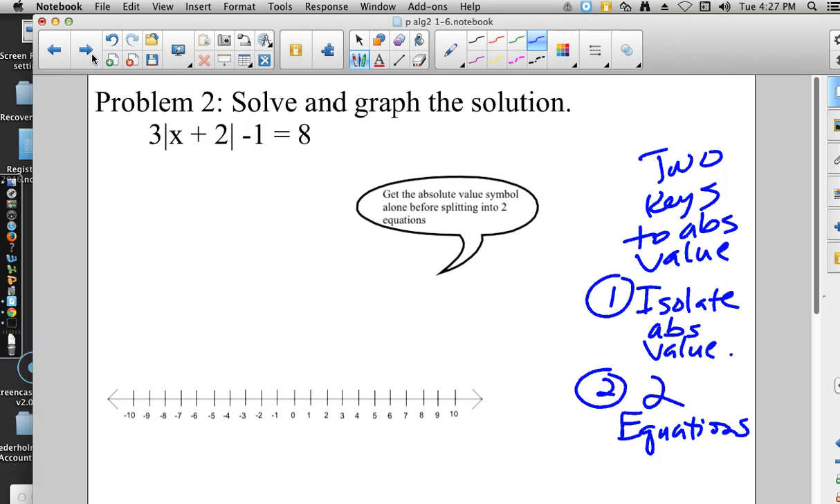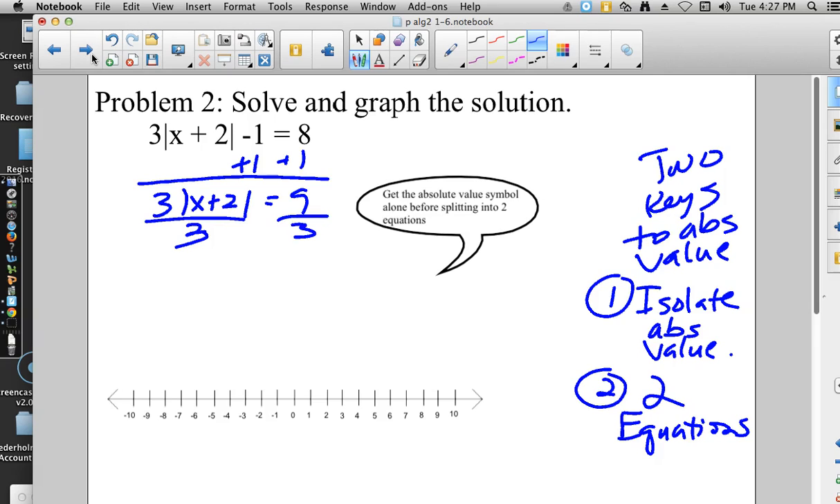So when we look at this new one up here, 3 times the absolute value of x plus 2, all of that minus 1, I've got to get rid of the 1. I have to think order of operations backwards, and move that over by adding 1. Then I have to divide both sides by 3. Now I've done step 1. I have that first key element for absolute value. I've isolated the absolute value.